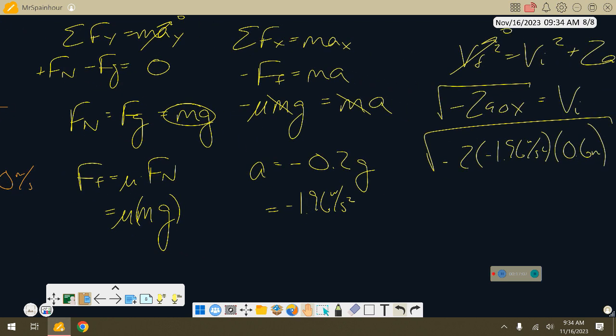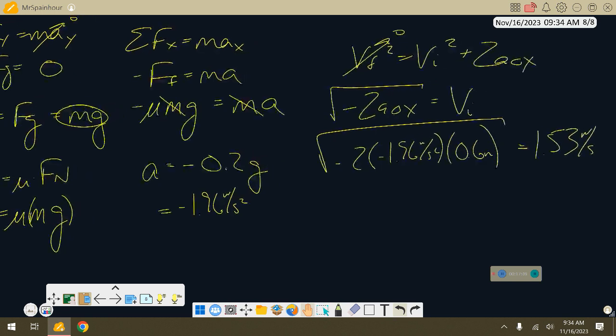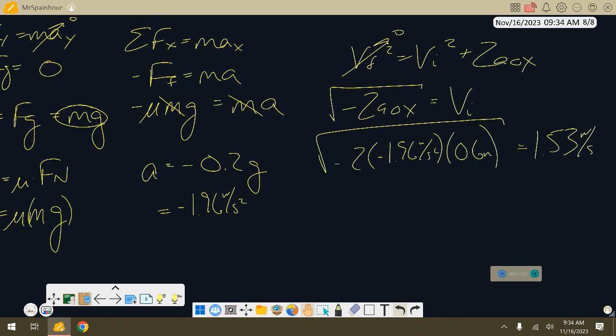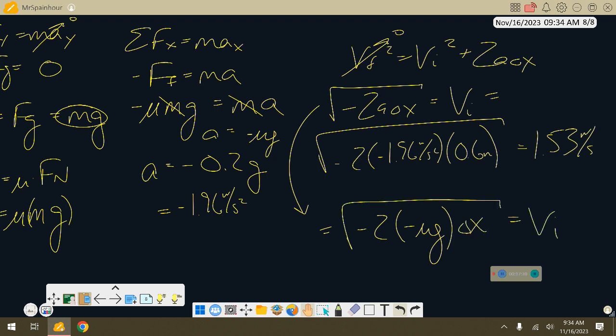As a matter of fact, if this is me doing the problem, instead of plugging numbers in, I know acceleration is equal to negative mu times g. So right here, instead of doing this, I would go down here because I'm running out of space: the square root of negative 2 times negative mu times g times delta x equals vi. And that's the first time I'd actually have to plug numbers in, and I'd also get my 1.53 a little more quickly at the end there.